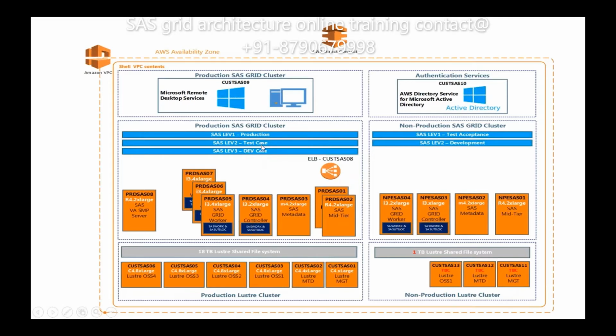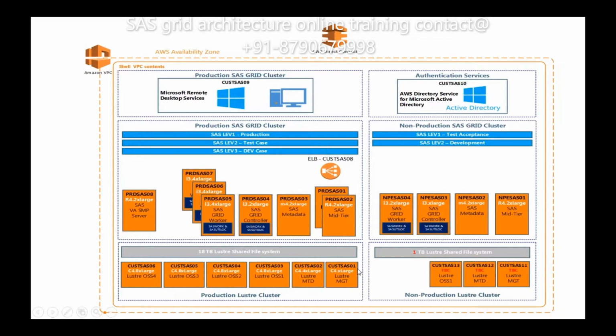I mean, the business or super users will do the changes, test it here, move it to production. So here in this production cluster, we have one metadata server which is shared, and then one grid controller, 3 grid worker nodes, wherein the load balancing and workload sharing facilities are enabled, and 2 middle tiers. And these 2 middle tiers are elastically load balanced with ELB, which is a feature we can use from the AWS environment. And also we have a SAS visual analytics server to do some high-end visual analysis, right?